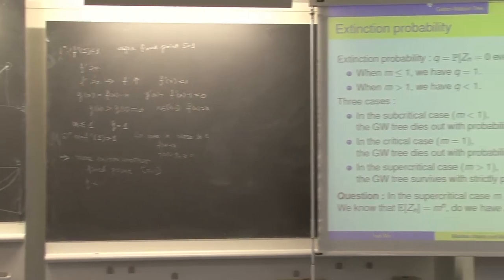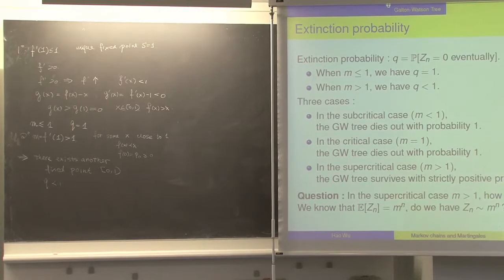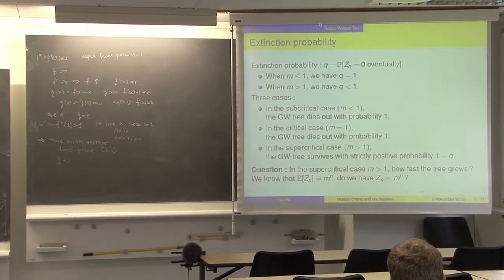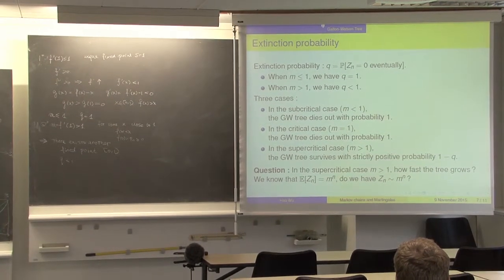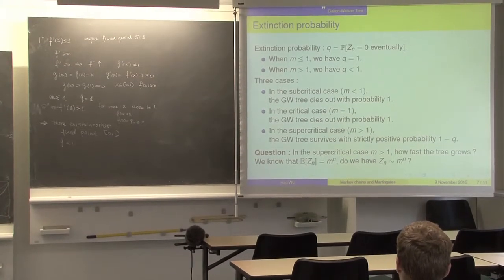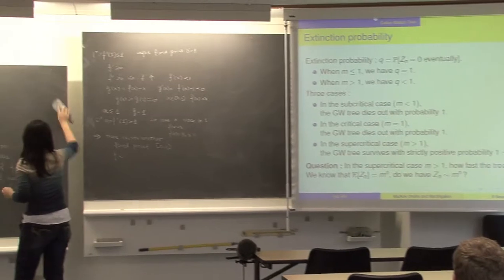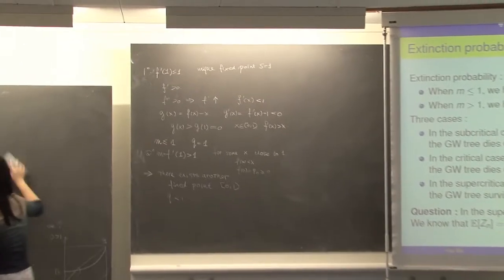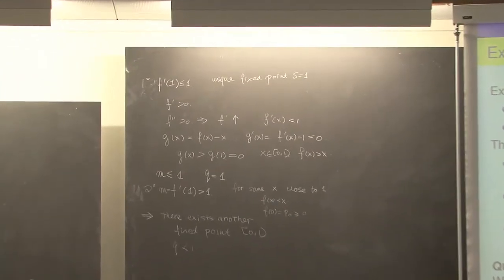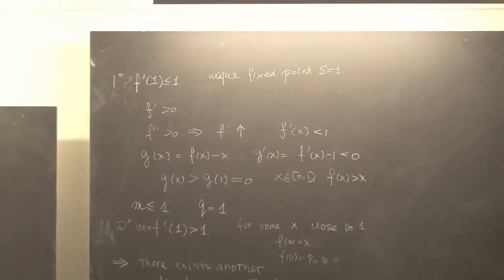So now we have proved that for this Galton-Watson tree, in fact, there are 3 different cases. One is called supercritical. Supercritical means the mean is strictly greater than 1. And in this case, we have a strictly positive chance to survive. Or the critical case. Critical case means m equals 1.